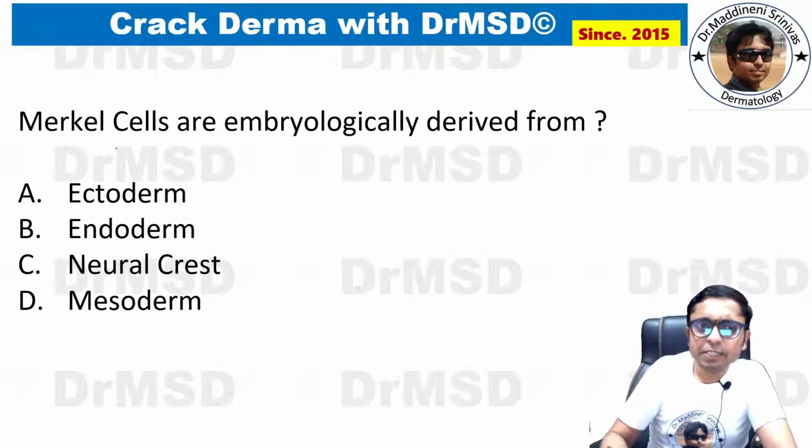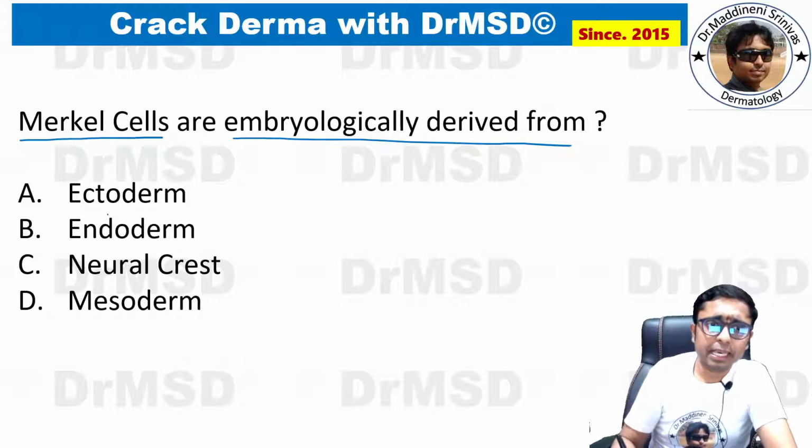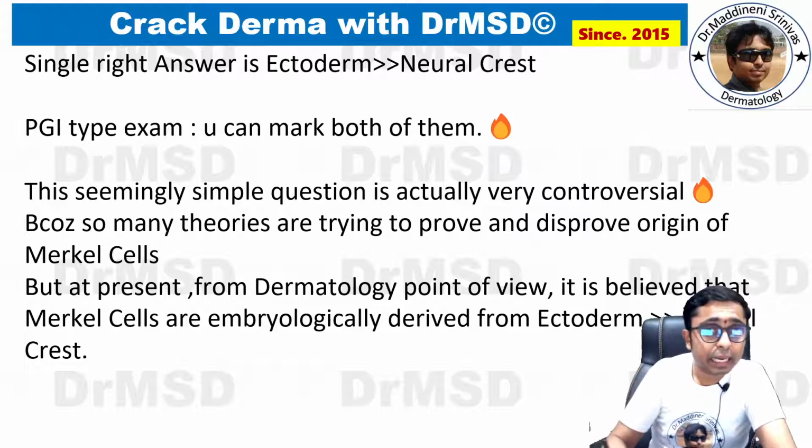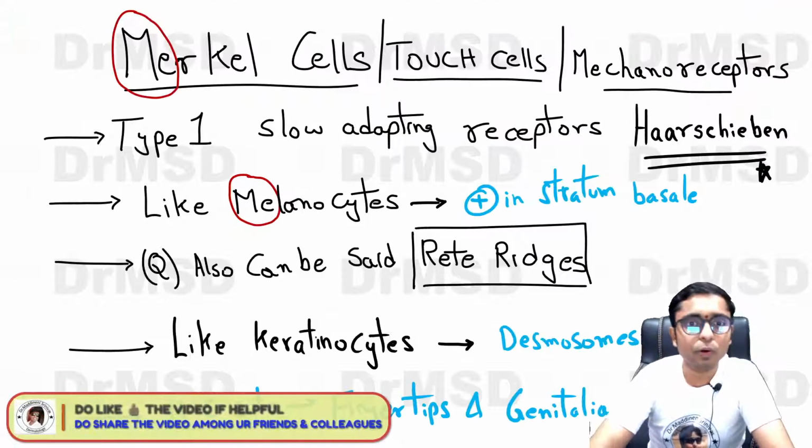And yes, we have seen this already. Merkel cells are embryologically derived from... there was some confusion about this, but there has been a clarification that it is ectoderm, which is a better answer over neural crest. So ectoderm would be a better choice to mark. Okay.